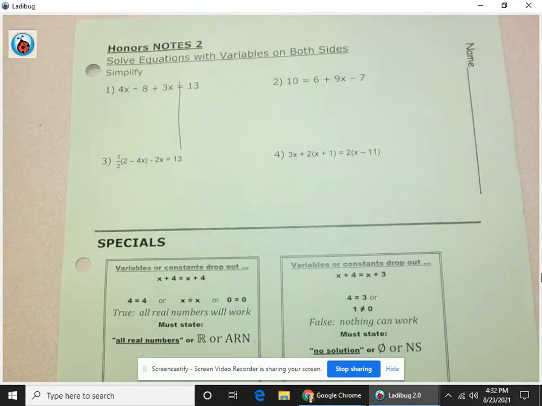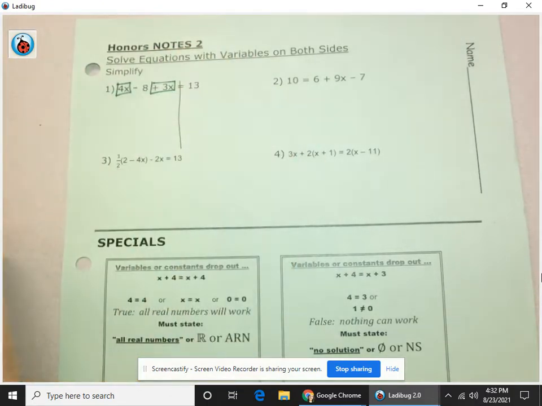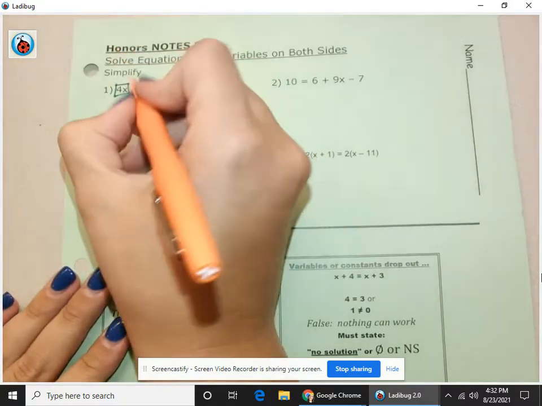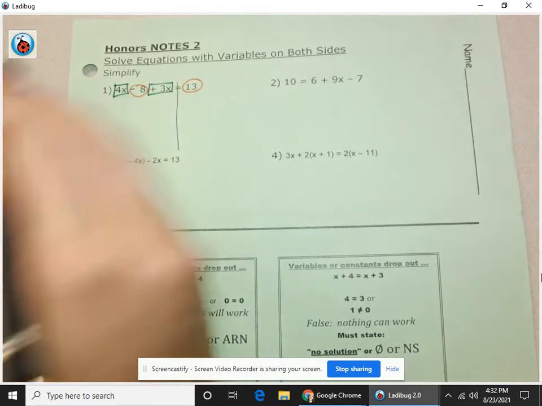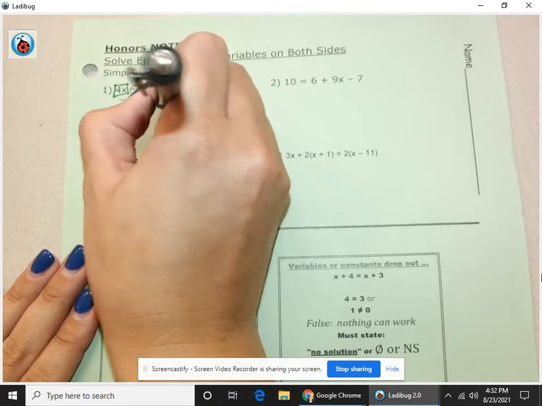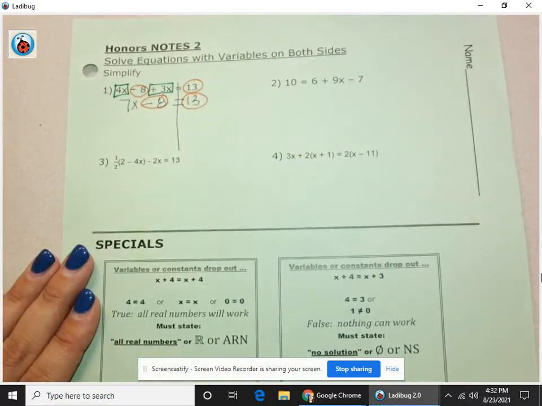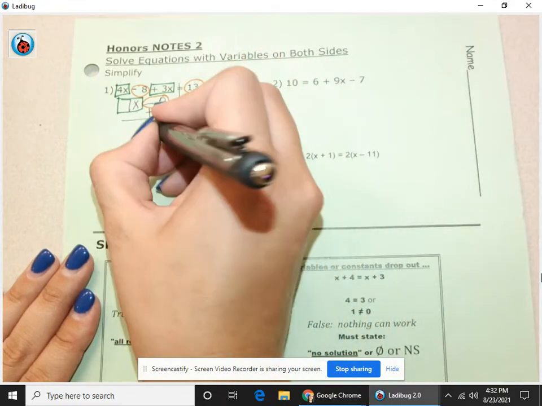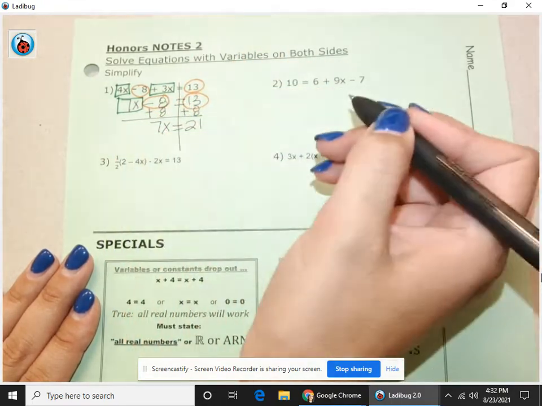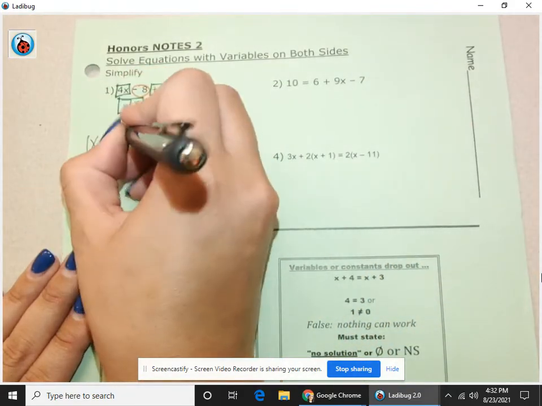My like terms in this situation are 4x and 3x, and then I also have negative 8 and 13. So I'm going to combine my 4x and my 3x to get 7x, and I'm going to bring down my negative 8 and my 13. Then I want to get all of my variables on one side, so I'm going to add 8 to the other side. So I'm going to get 7x equals 21. I'm going to divide by 7 to get x is equal to 3.